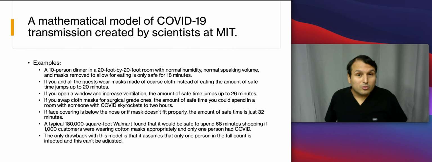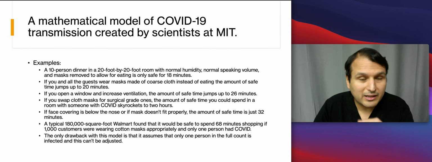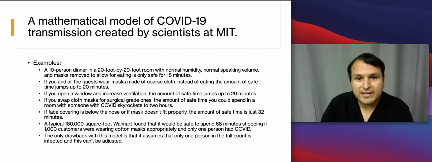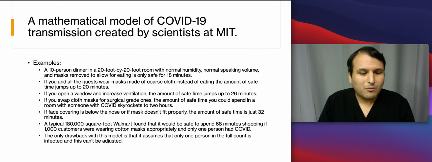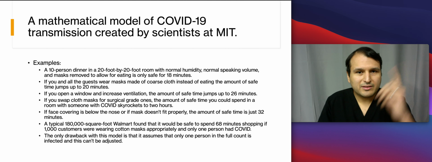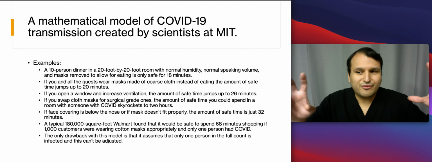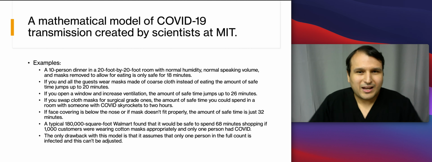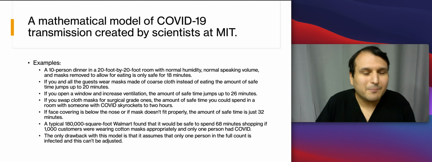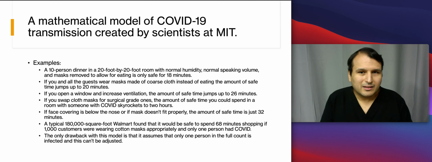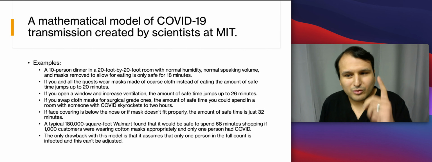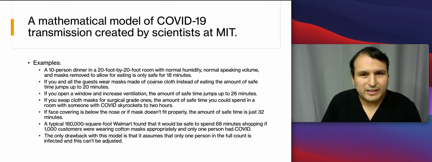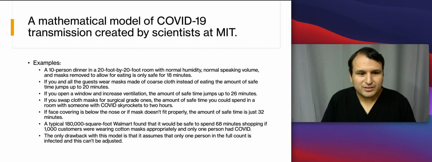And so then if you want to go to Walmart and there's one person in that Walmart that has COVID-19, it's a 180,000 square foot facility. How safe are you when 1,000 people in that Walmart have cotton masks on, but one person in that facility has COVID-19? How long could you safely be in there? It's about 68 minutes. Now, this is just a mathematical model. It's a hypothesis. This is not an absolute thing, but it kind of puts things into perspective. The only drawback with this mathematical model is that it's only accounting for one person with COVID-19 in your situation.